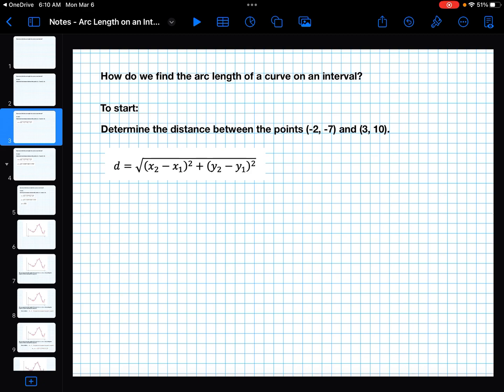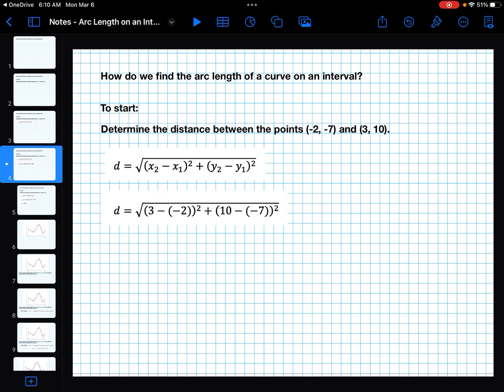It's not necessary. But when you have to find the distance between 2 points, this is a coordinate geometry formula. You're just going to substitute in your 2 x values and your 2 y values, work out the math there, and you get the distance between the 2 points.